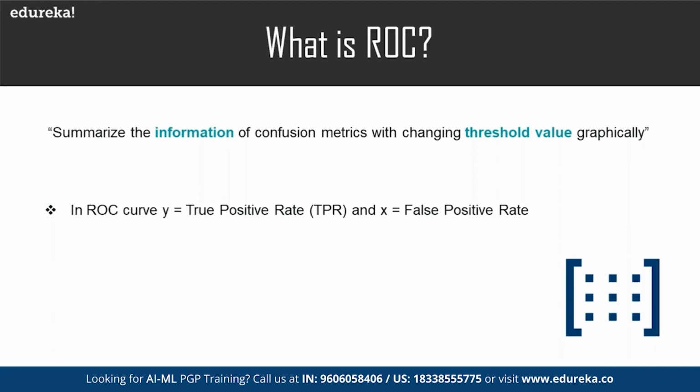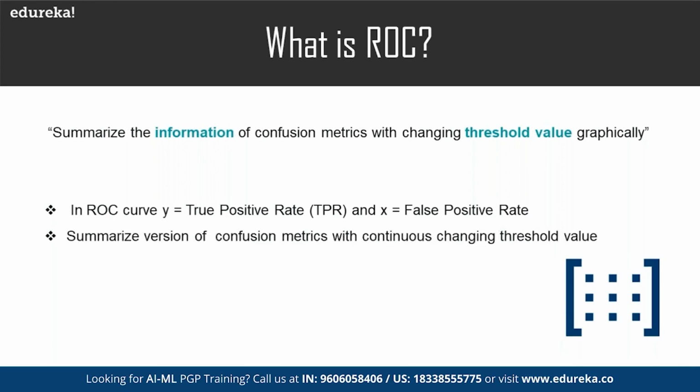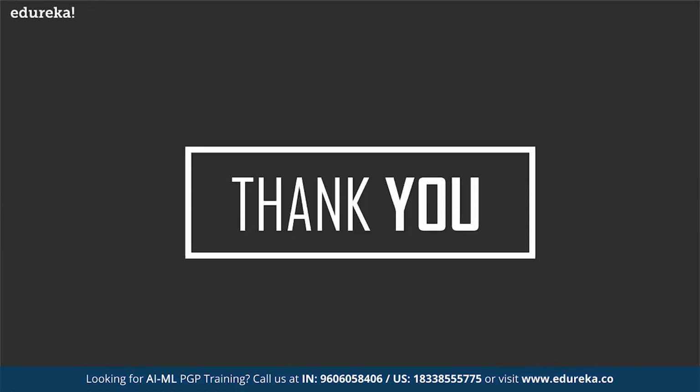In our ROC curve, y is equal to true positive rate, which I talked about already, and x is equal to false positive rate. So we summarize the different versions of confusion matrices with continuously changing threshold values.